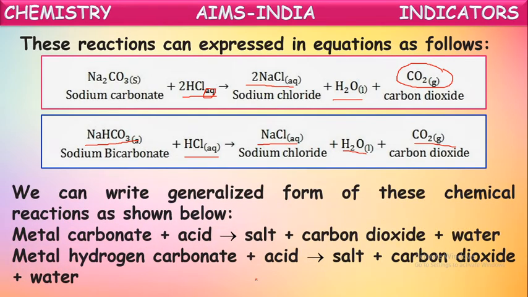We can write the generalized form of these chemical reactions as shown below. From both the reactions, we can summarize like this: metal carbonate plus acid gives salt, water and carbon dioxide. Even metal hydrogen carbonate, on reaction with acid, forms salt, carbon dioxide and water. So both are forming common products: salt, water, carbon dioxide.